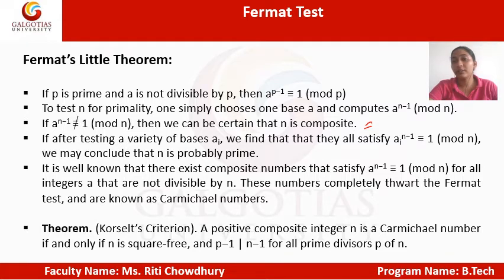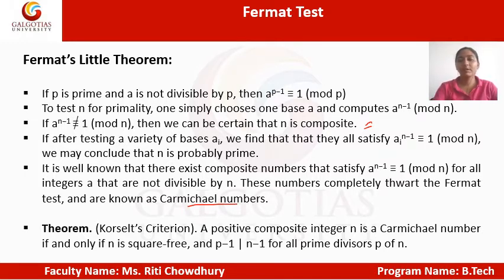Another thing is, it is also known that there exist composite numbers that satisfy a to the power n minus 1 congruent to 1 mod n for all integers a that are not divisible by n. These numbers completely fool the Fermat test and are known as Carmichael numbers.